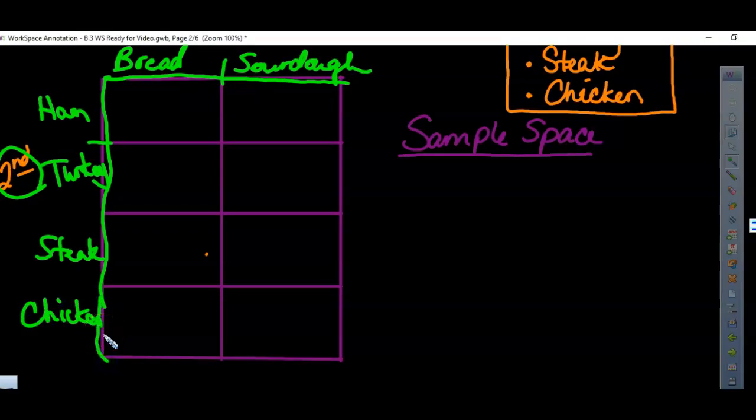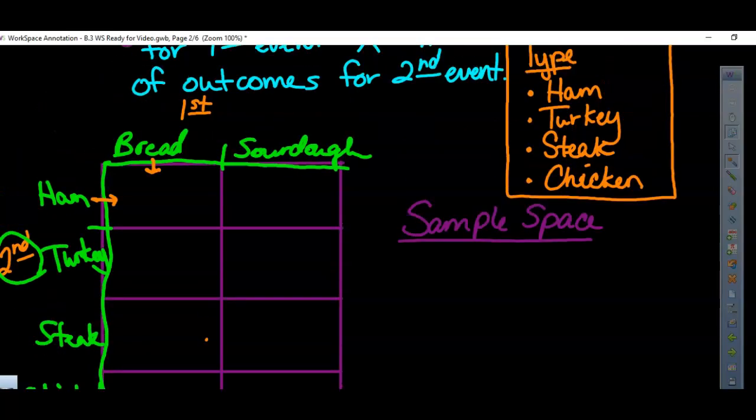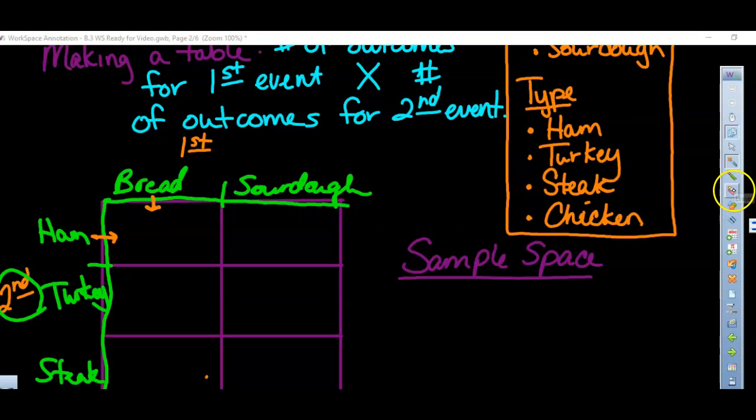Now the way the table works is kind of like a multiplication chart. If you remember filling out one of those, we take the one option from the first event and the one option from the second event and combine them together. So, oops, and I wrote bread when it's wheat. That's hilarious. Okay. We're talking about wheat bread specifically. Sorry about that.